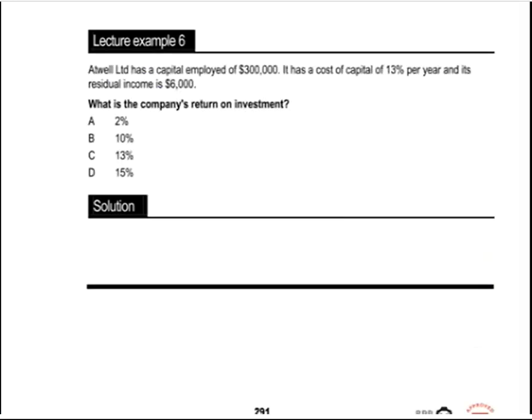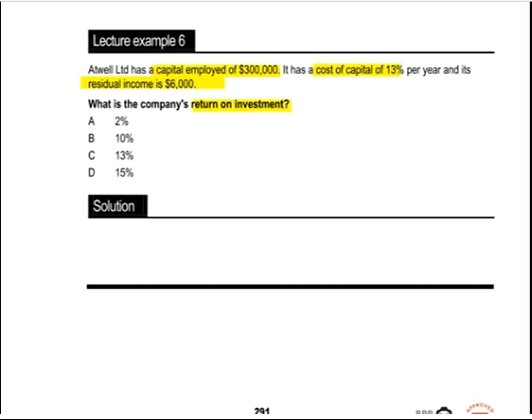Here's an example of another exam style question, one of the more challenging examples that we might come across. Rather than being simply asked to calculate return on investment and being given all of the information we need, we're told instead the value of our residual income. And given some of the information that we need, we're told that cost of capital is 13% and capital employed is 300,000. We're asked from this to calculate our ROI. So how are we going to approach this question?